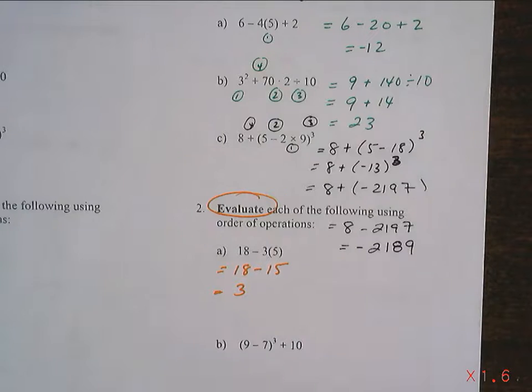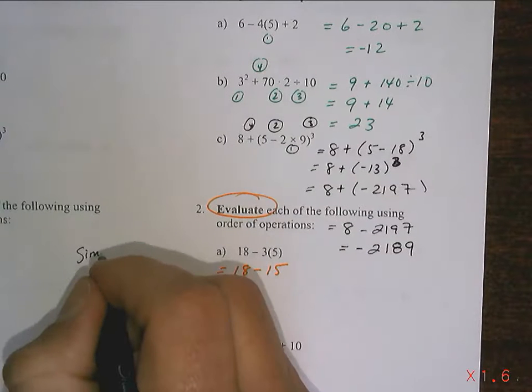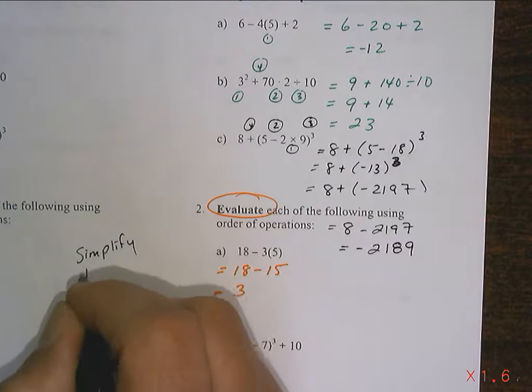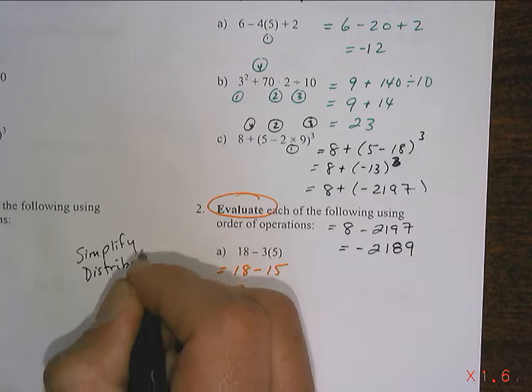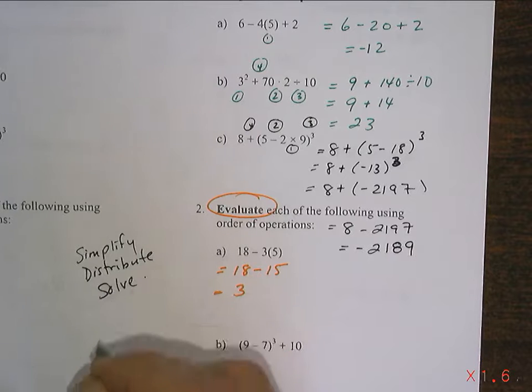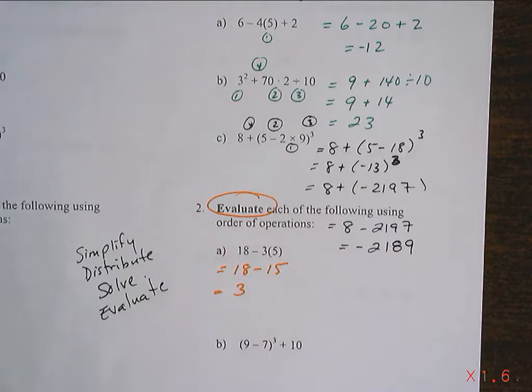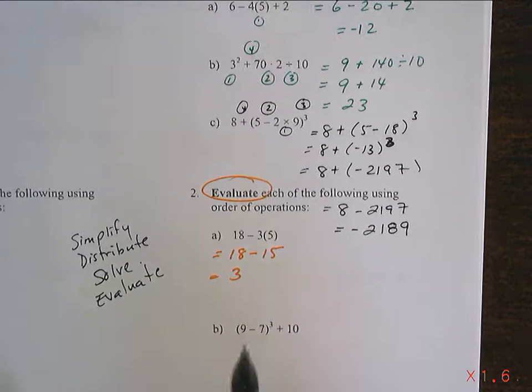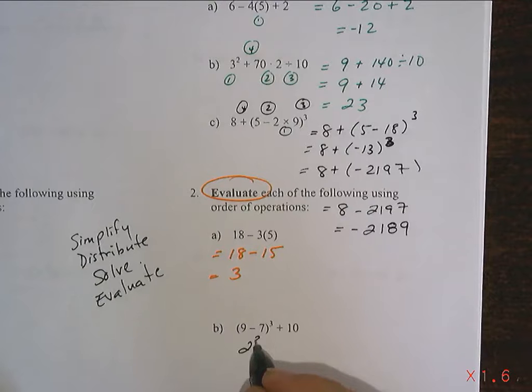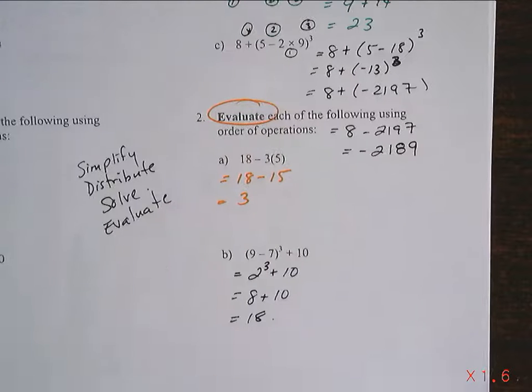So the words you need to know are simplify, distribute, solve, and evaluate. Notice none of them mean the same thing. They're all different words. This one, so 9 minus 7, you go inside the brackets first, so it's going to be 2 cubed plus 10 equals. Then you're going to do 2 cubed is 8. And then you're going to do 18. And life is grand. Excellent.